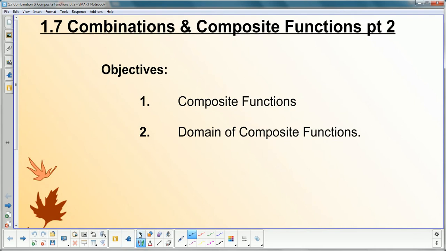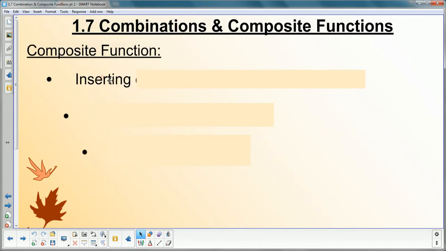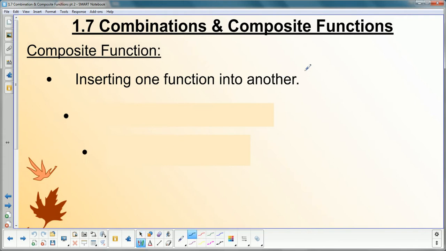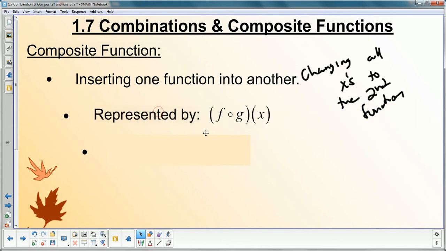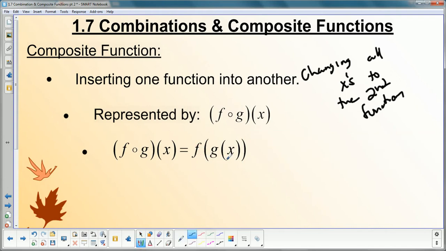So the first thing with composite functions is that they are inserting one function into another, so you're changing all x's to the second function. Meaning we're not plugging in one value for x, we're plugging in a whole long function. It's represented by this, and we read it f of g of x, and what that means is we're plugging in g of x, so we're taking x, plugging it into g, taking g, that whole function, and plugging it into f.